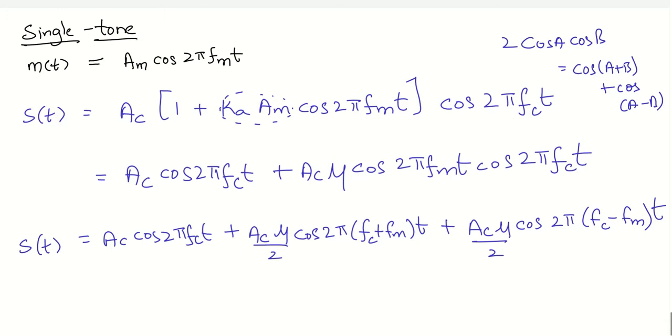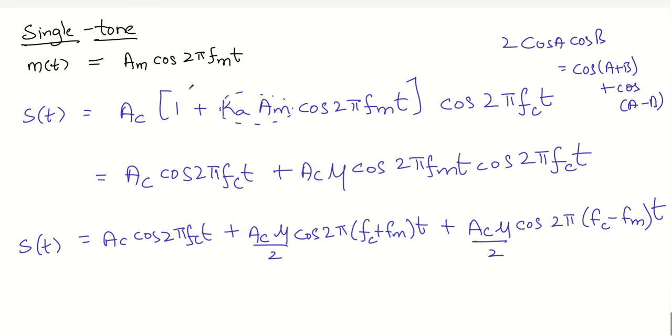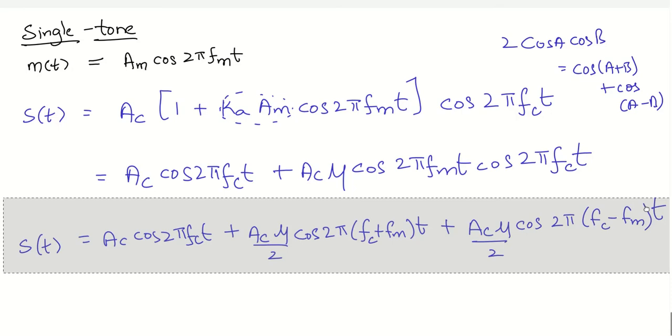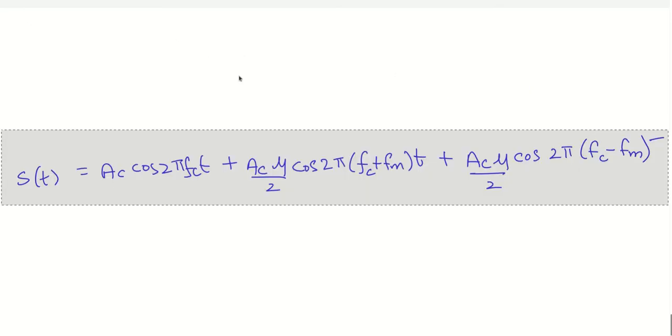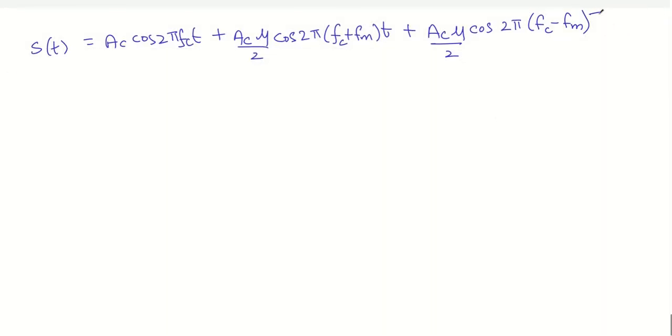Now why is it called single-tone modulation? Because our message has only one single frequency fm. If you've seen the earlier example, we had a triangle which consisted of a range of frequencies from 0 to, let's say, fm. But now we have a single frequency fm. So now let's try and plot the spectrum S of f. How will the spectrum S of f look? So let's just copy this equation onto the next page. So this is our time domain equation for single tone modulation.